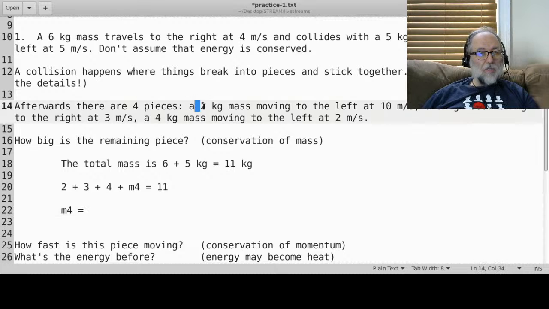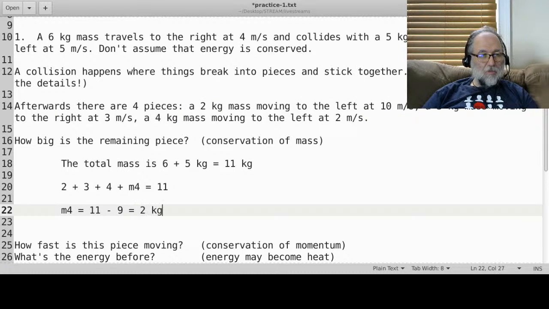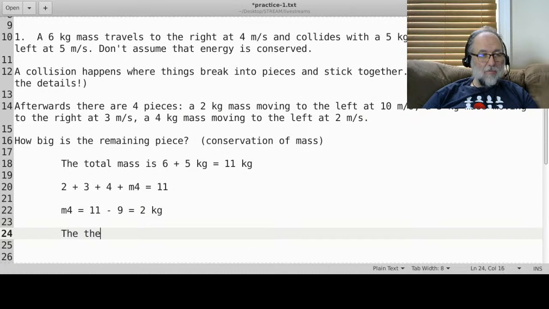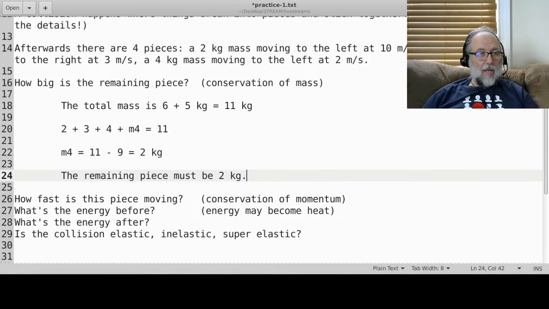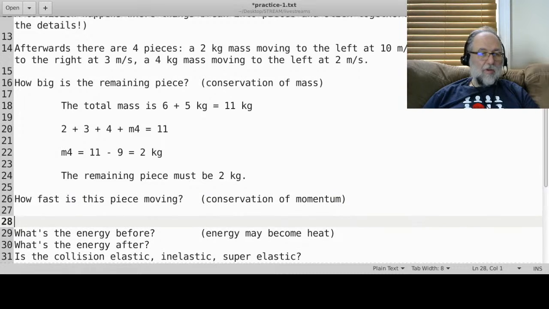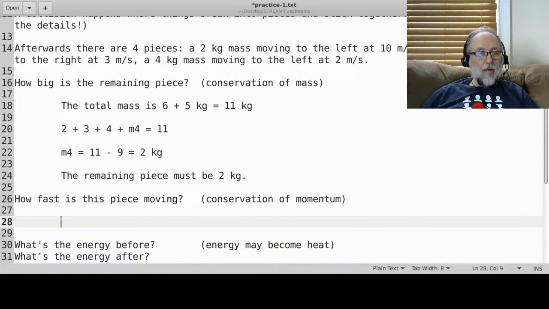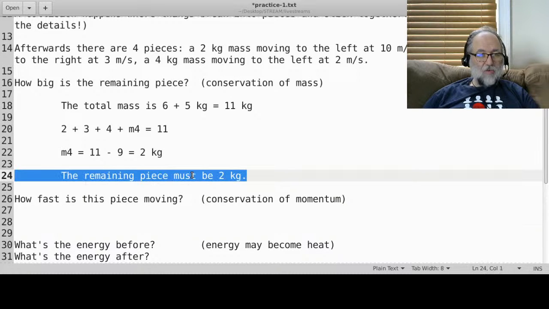What's that? Did I do this right? 2, 3, and 4. Yeah, okay, so that's 4, 7, 8, 9. So that's 11 minus 9, which is equal to 2 kilograms. So the remaining piece must be 2 kilograms. Okay, so great. There we go. And there's a very simple example of a conservation law, in this case, conservation of mass.